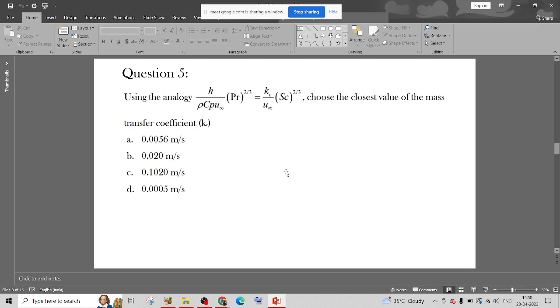Here the analogy is already given and we have to choose the closest value of the mass transfer coefficient. The analogy is given the same way as we have already done in the heat transfer problem for the Nusselt's number. In the same way we'll do here. You note down this equation.